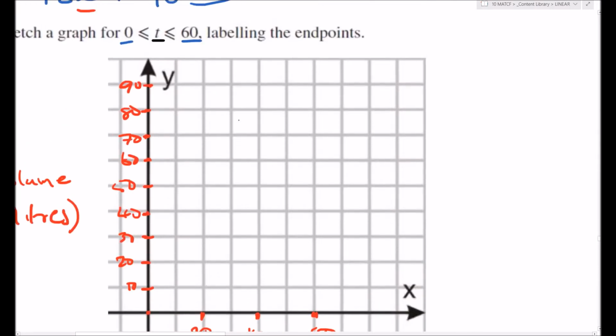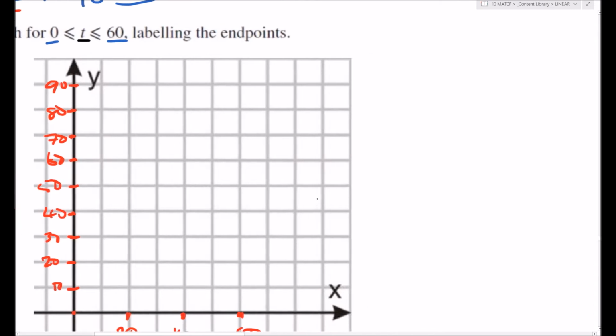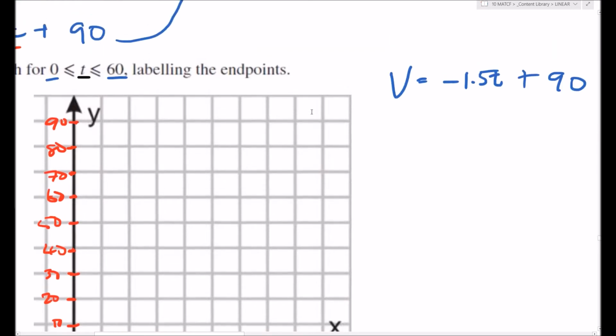Okay, so in order to figure out where exactly I have to put those 2 points, I have to use my formula. Remember the formula? Let's use V. So V equals negative 1.5t plus 90. If I actually use my formula, I can find the 2 points. So let's find the first one. Let's use 0. If I change t to 0, I'll be able to find my first point. All right, so let's substitute 0 into this formula.